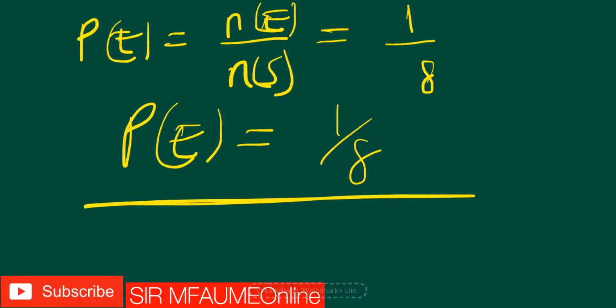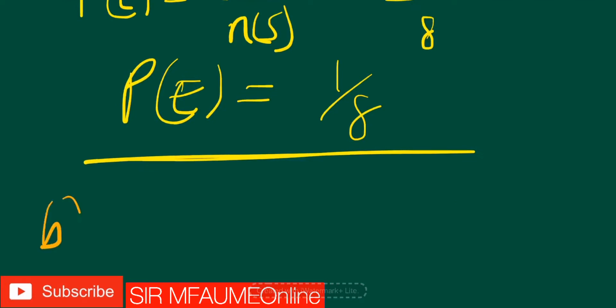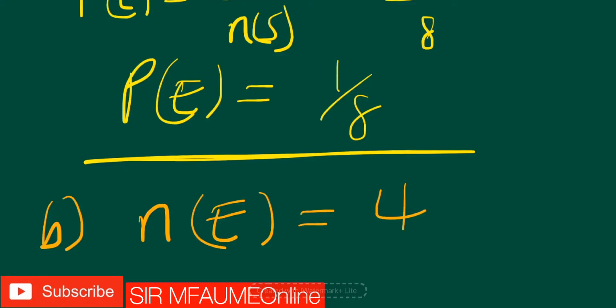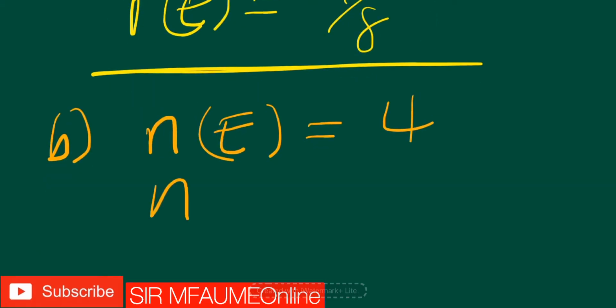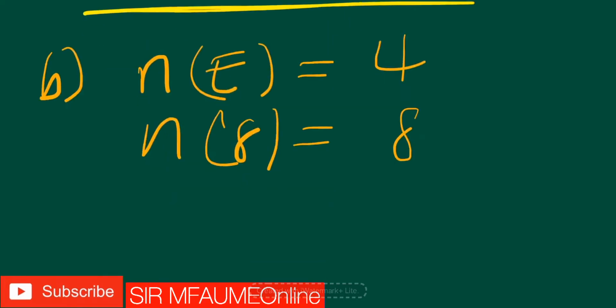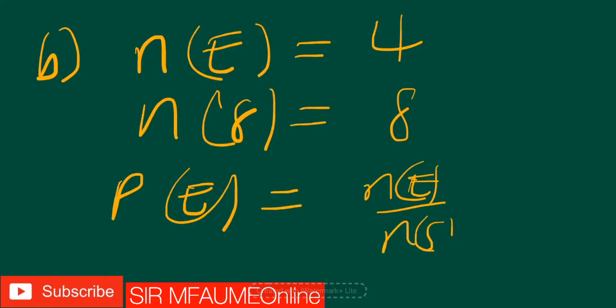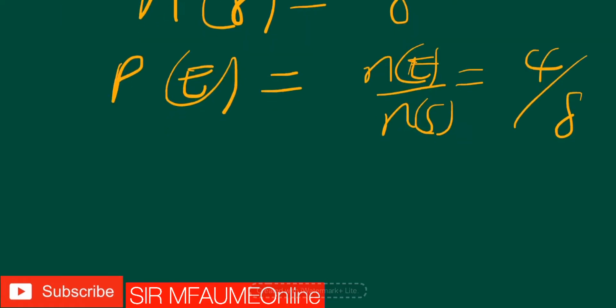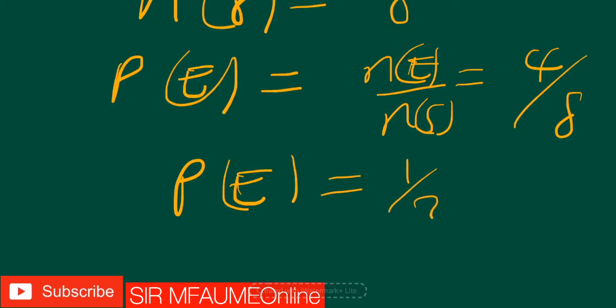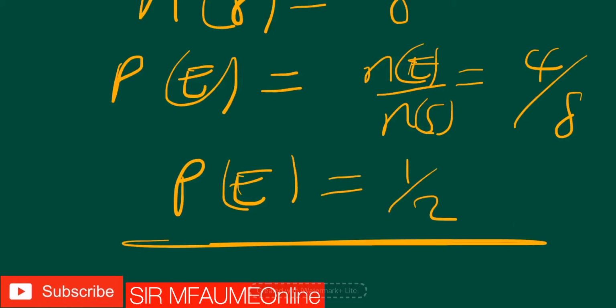Then from there, for this case B, the number of events will be equal to 4. But don't forget, our number of samples is equal to 8. Don't forget about it. So from there you have to proceed. Probability of event will be equal to number of events divided by number of samples. From there I'll find 4 over 8, but that 4 over 8 will be equal to a half. Then the probability of the event will be a half. So I'm done with it.